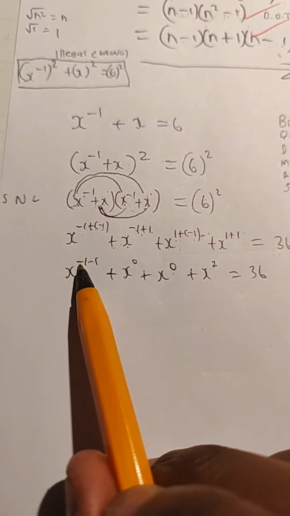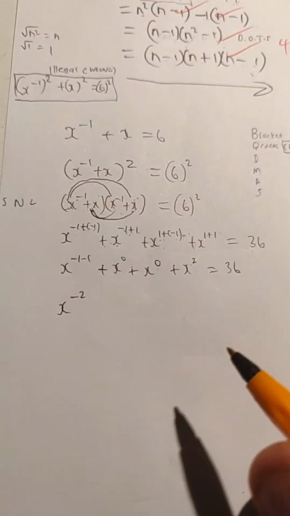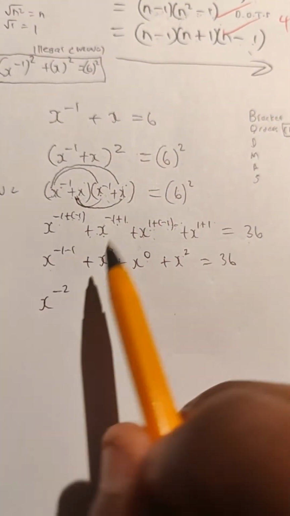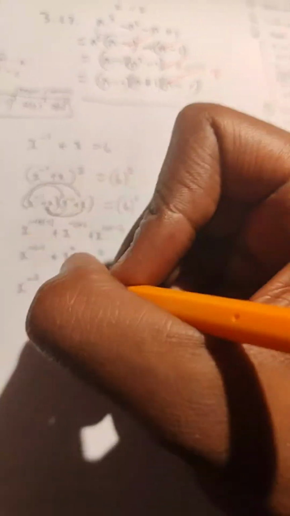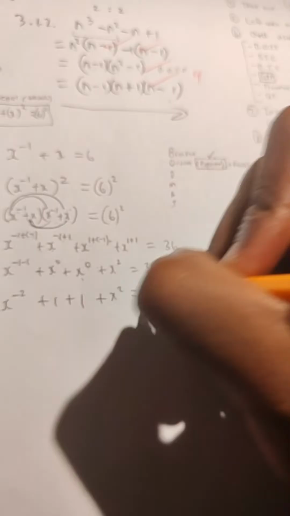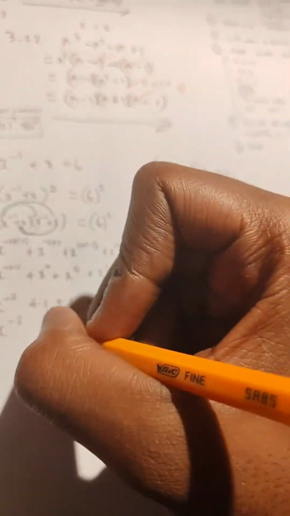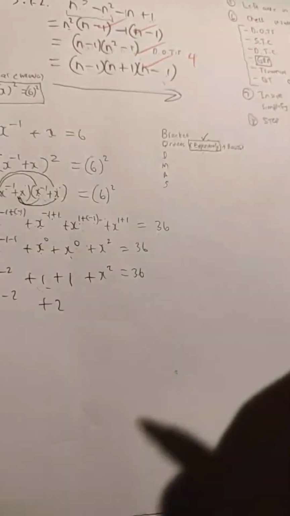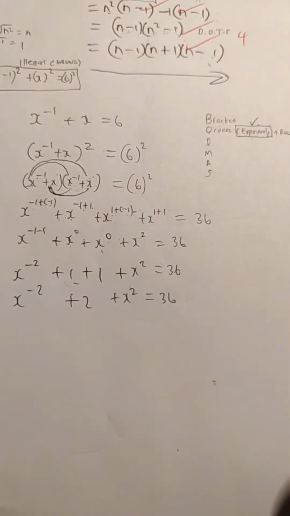Then negative 1 minus 1 is negative 2. And x to the power 0: in exponents, what did you learn? Any base raised to the power 0 gives you 1. So x to the power 0 is 1, and x squared is equal to 36. Then what do you have here? Like terms. So x to the power negative 2 plus 1, plus x squared, is equal to 36.